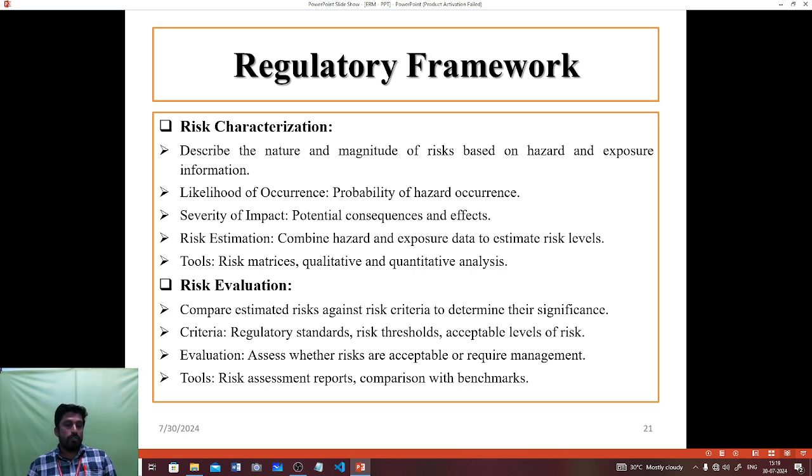Then risk evaluation. The estimated risk is compared against the risk criteria to determine its significance. So we have already found the risk evaluation for the risk characterization. It determines the significance against regulatory standards, called the acceptable level of risk. So this is the major criterion, using the standard for these risk evaluations. It also covers whether the risk is acceptable or requires management.